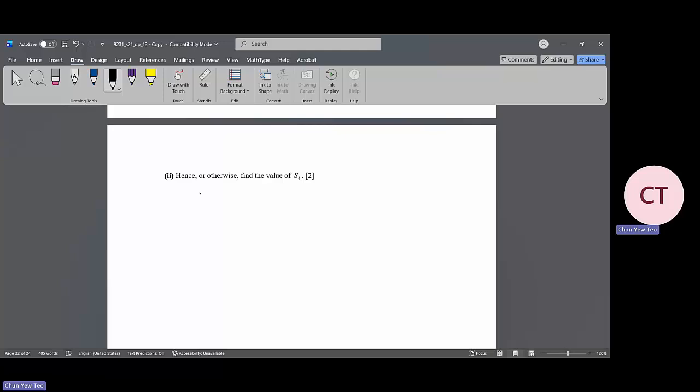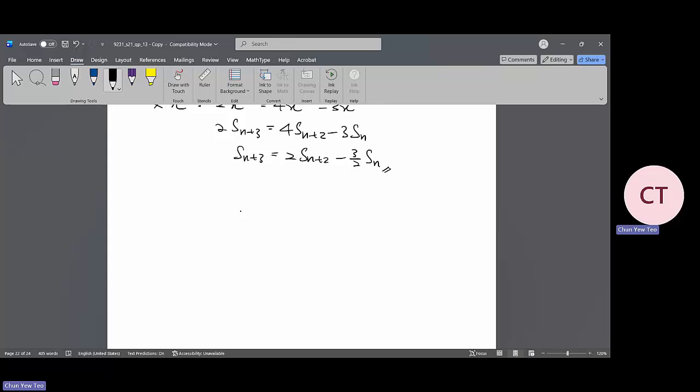So from the answer over here, to find S4 you just need to let n equal to 1. Then you can get S4 equal to 2S3 minus 3 over 2 S1. You already have this value, but you do not have this value yet. So I need to find S3 first before I find S4. To find S3, I need to let n equal to 0. Then I can find S3.